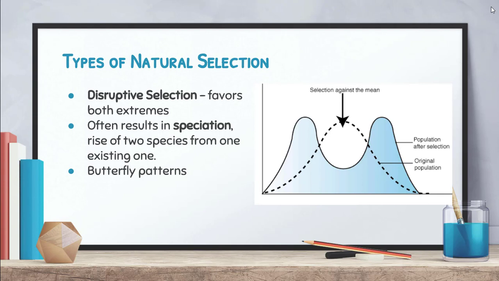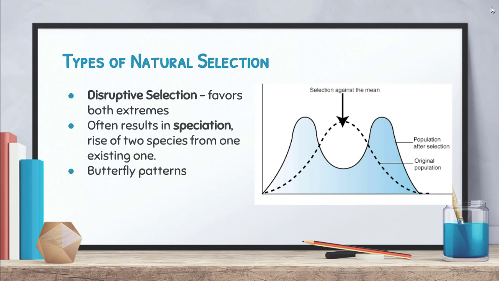The last one is disruptive selection, and this favors both extremes. So this typically is something that favors multiple different traits. This often results in speciation, the rise of two species from one existing one. So if we take a look at the diagram on the right here, the genes on both extremes are favored. And so as a result, you see those occurring time and time again. Now that median, that middle part, is going to go all the way down.